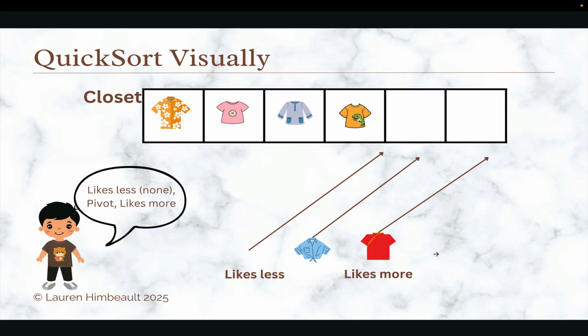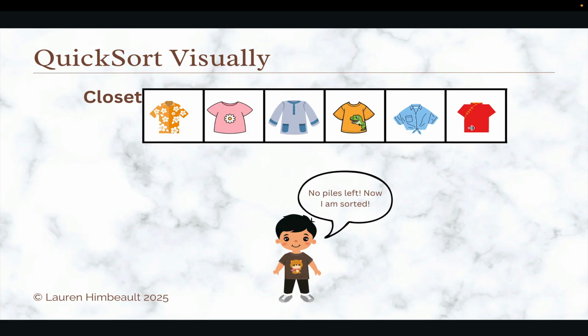So now I can go ahead and add these in. My likes less is empty, so that doesn't actually go anywhere. My anchoring shirt from this level can now take up this space, and my likes more can take up this space. And now I have no piles left and I'm all done. I have sorted my closet from least liked over here to most liked over here.